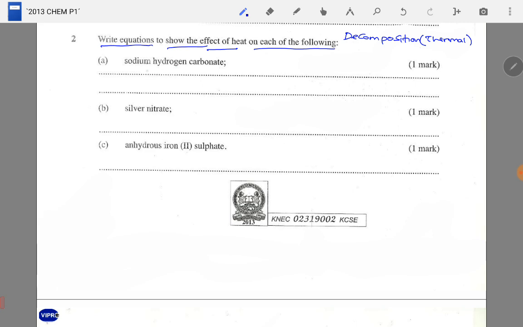So we start with the first one. Sodium hydrogen carbonate. So the correct chemical formula is sodium valency 1, hydrogen carbonate valency 1, and so we'll write the formula correctly. This one is solid. Upon heating, it decomposes to give us the more stable sodium carbonate, water, and carbon 4 oxide.